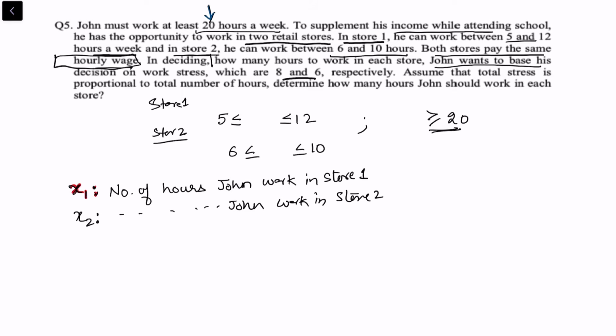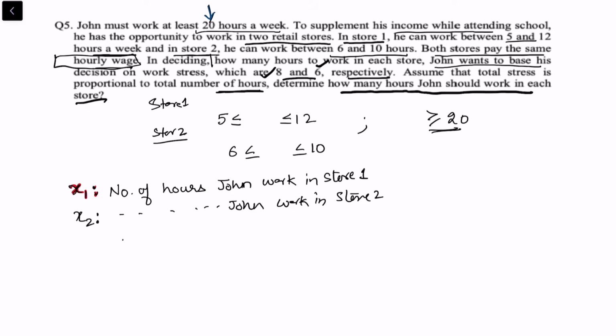which are 8 and 6 respectively. So assume that total stress is proportional to total number of hours. So this means how many hours he is working will depend on this work stress level, and determine how many hours John should work in each store.